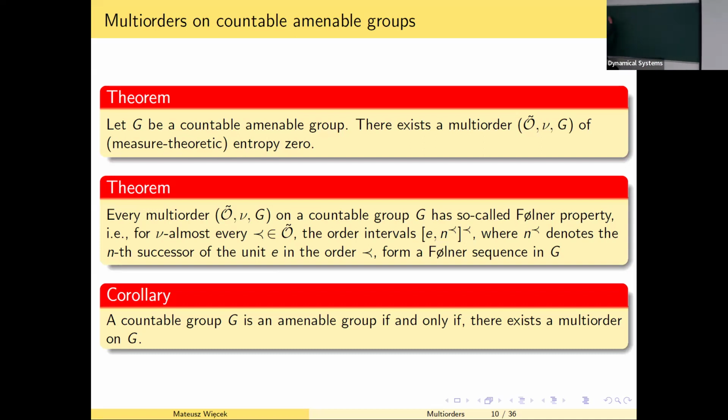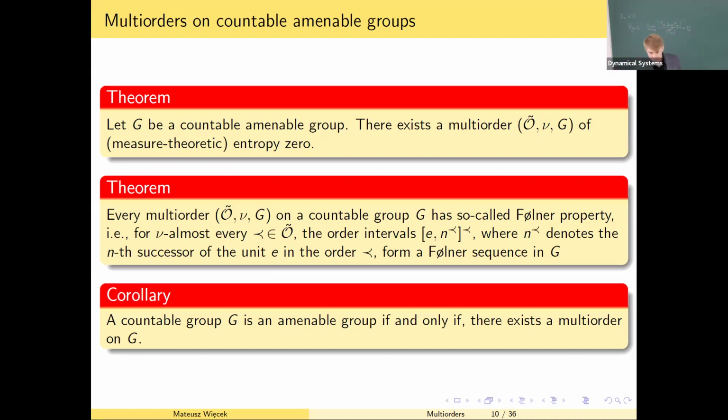So a Følner sequence is a sequence of finite subsets of G, such that for every g in G, the measure of the symmetric difference tends to zero. So we may say that these sets are sufficiently invariant under the actions of G. This is, of course, the symmetric difference. Yeah. So this is a definition of the Følner sequence.